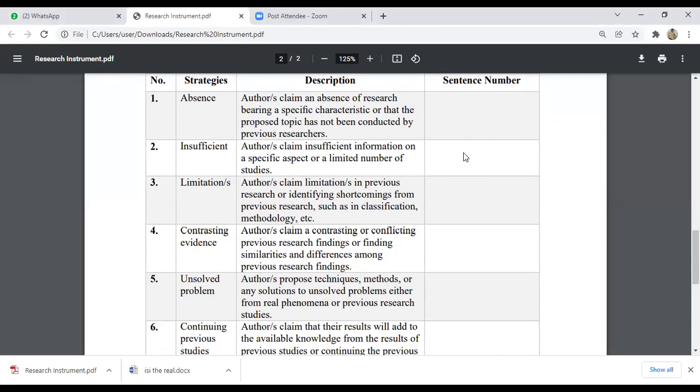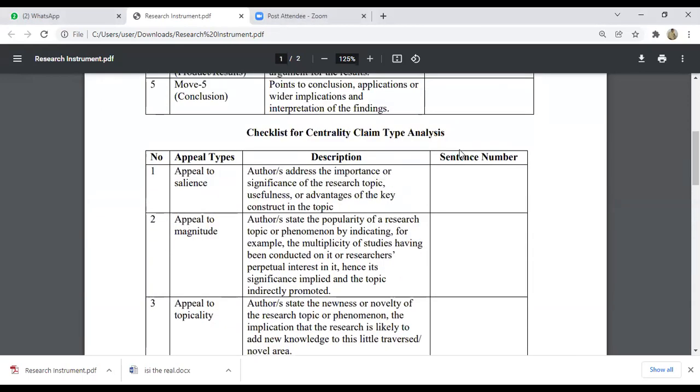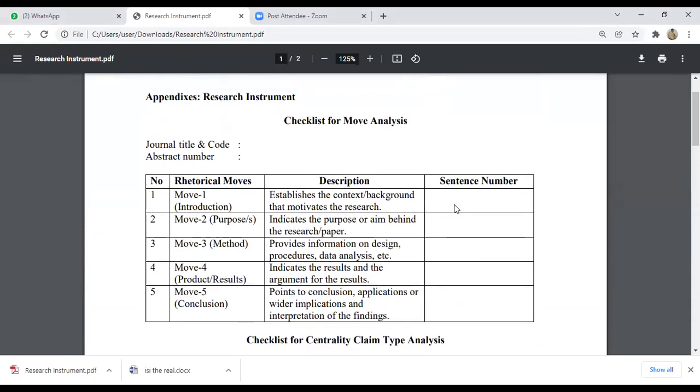From one paragraph, there is no centrality claim. You let these boxes blank. And of course you can fill this. Move one, there is sentence one. And then no move two, purpose. And then move three, yes. And then move four. And then conclusion, move five.